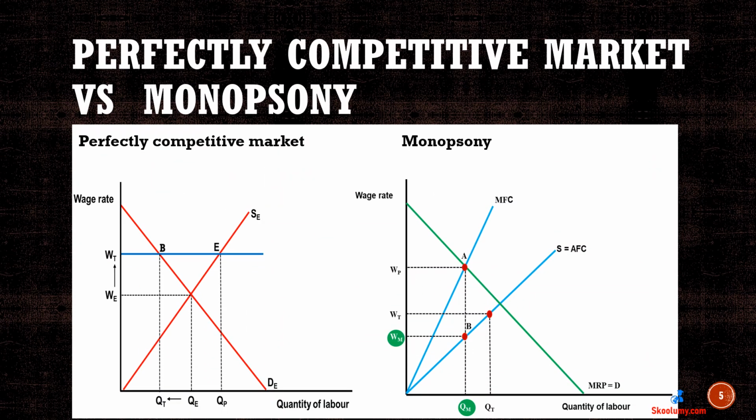A trade union is usually more successful in a monopsony than in a perfectly competitive labor market. In a perfectly competitive labor market, the trade union is able to raise the wage rate, but the number of workers decreases. In the diagram on the left, wage rises from WE to WT, and the quantity of labor falls from QE to QT. In monopsony, a trade union succeeds in raising the wage rate from WM to WT. The quantity of labor also increases from QM to QT.